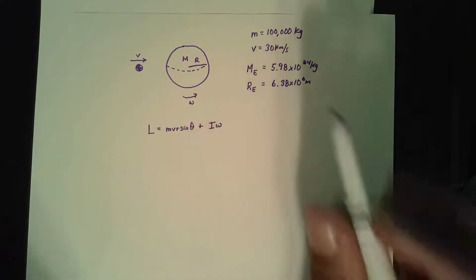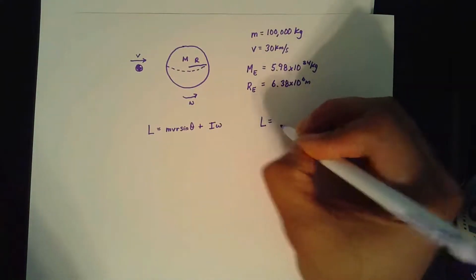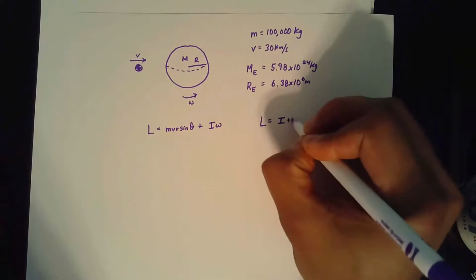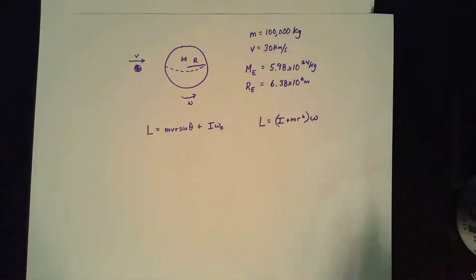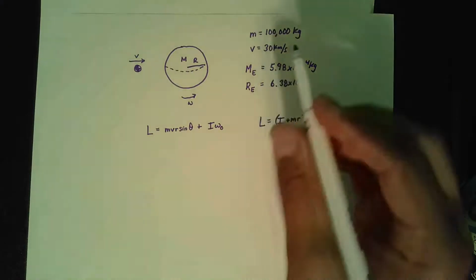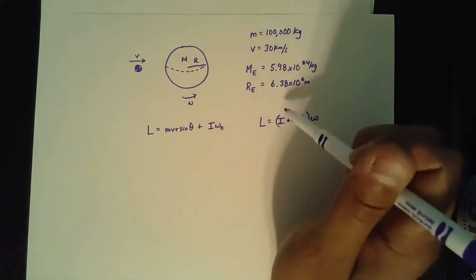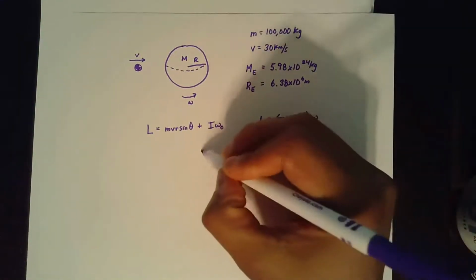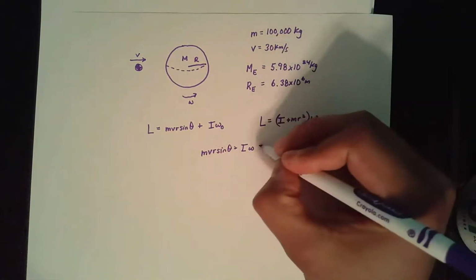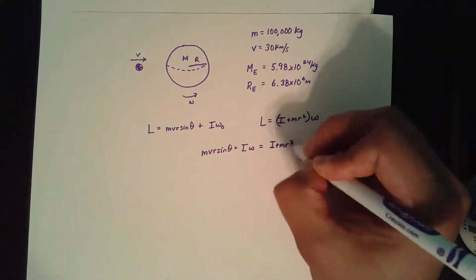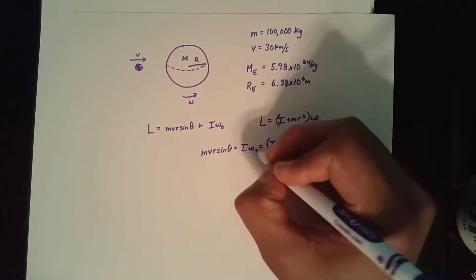At the end of this situation, I have this sort of situation. And the question is, how much has my angular speed changed, or what fraction is it different than it was now? So what I do is I would look at a ratio, because I know L equals L, their angular momentums are the same. So mvr sine theta plus I omega equals I plus mr squared omega.